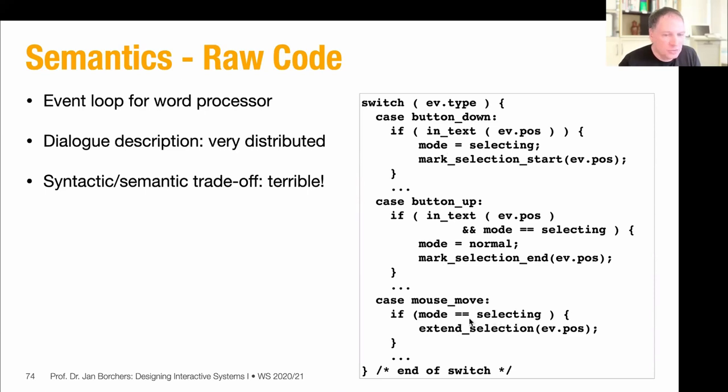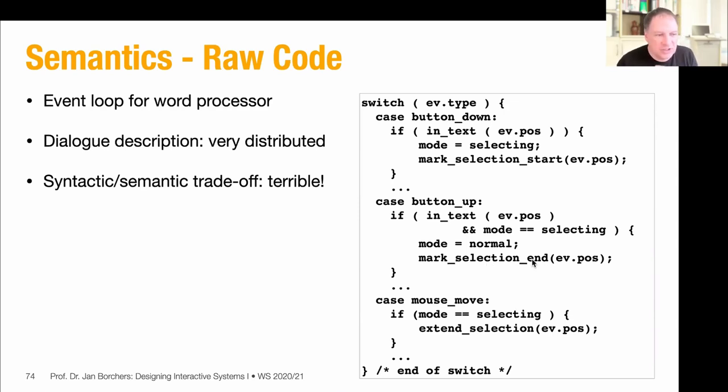And I'm in this mode where I'm currently selecting, then I extend the selection over the things that are being moved over. But that's only the case if I'm still in the selecting mode. And if the button goes up, I set the mode back to more normal if I was currently in the mode selecting and I'm still inside the text. And I say, okay, that's the end of the selection. So in a way, this is basically selecting text or something like that in a word processor.